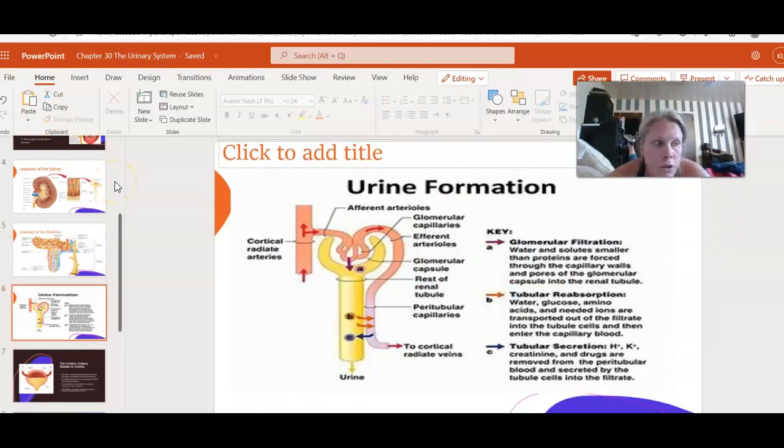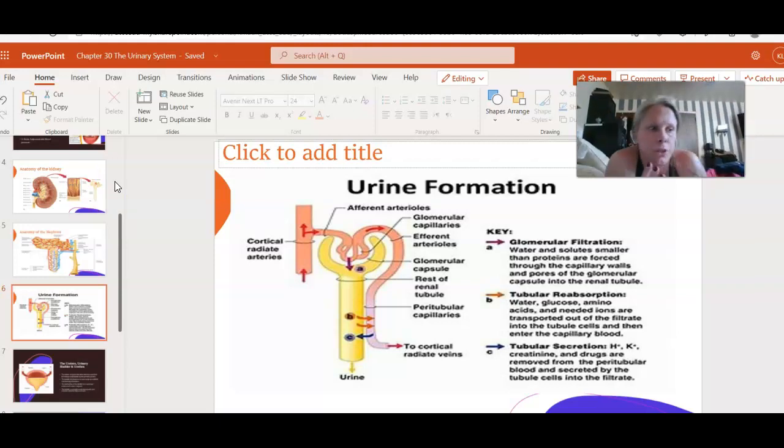Then your urine formation. So there's three processes of the urine formation. So you have your glomerular filtration, tubular reabsorption, and then your tubular secretion. So in the glomerular filtration, this takes place in the renal corpuscles of the nephrons. The fluid part of the blood is forced from the glomerulus into the Bowman's capsule. Now that fluid that's inside the Bowman's capsule is called glomerular filtrate.